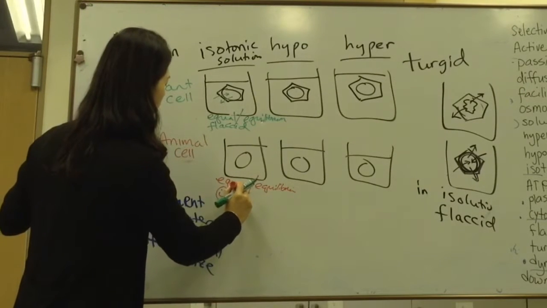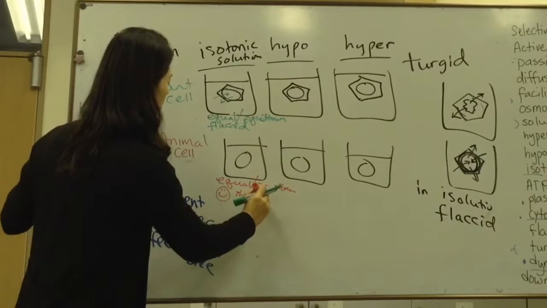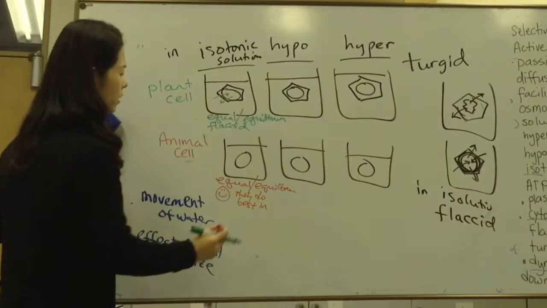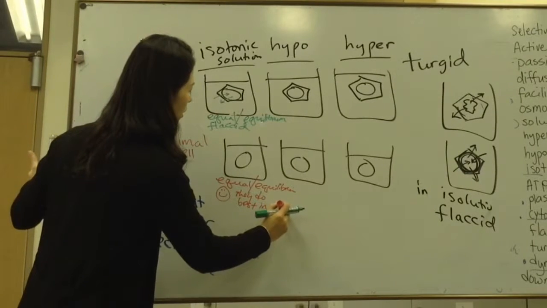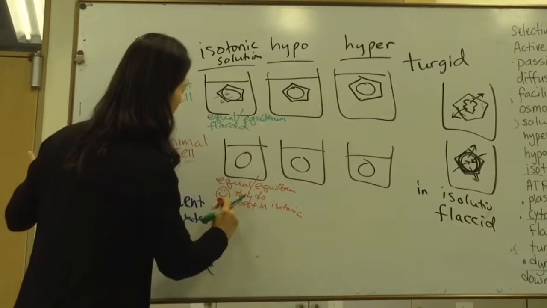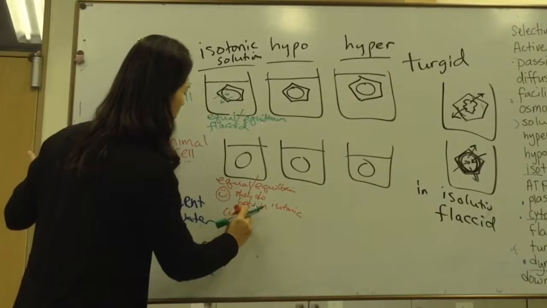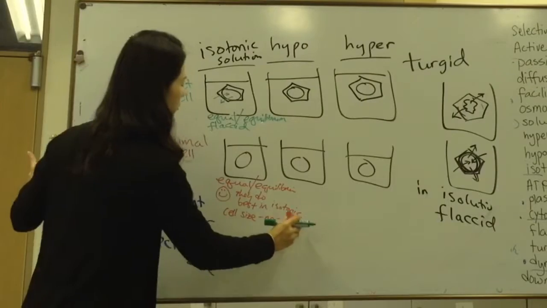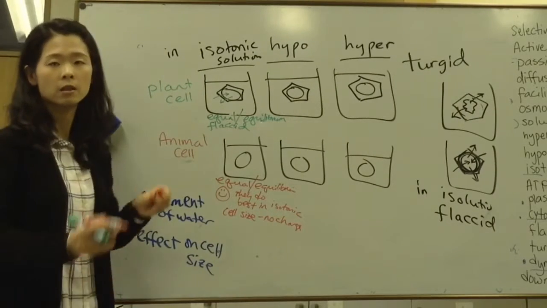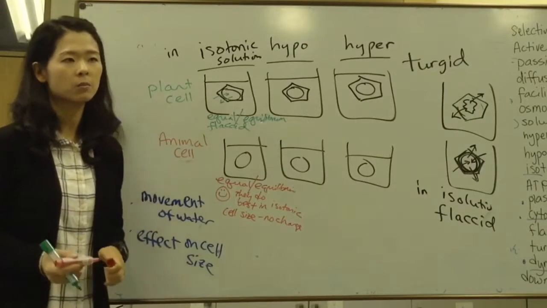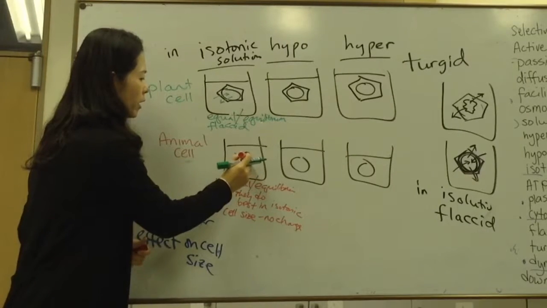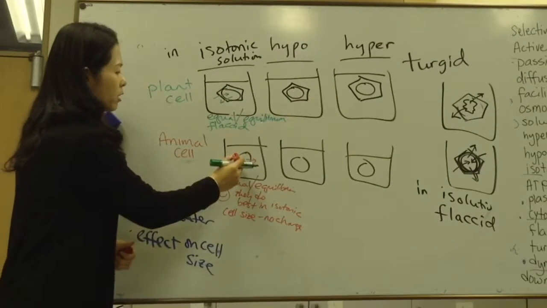Animal cells do best in this kind of situation, best in isotonic. The cell size is same. No change. It's fine. It's not getting bigger, it's not getting smaller, it's same. This is good, because the rate of movement of water is same in both directions.